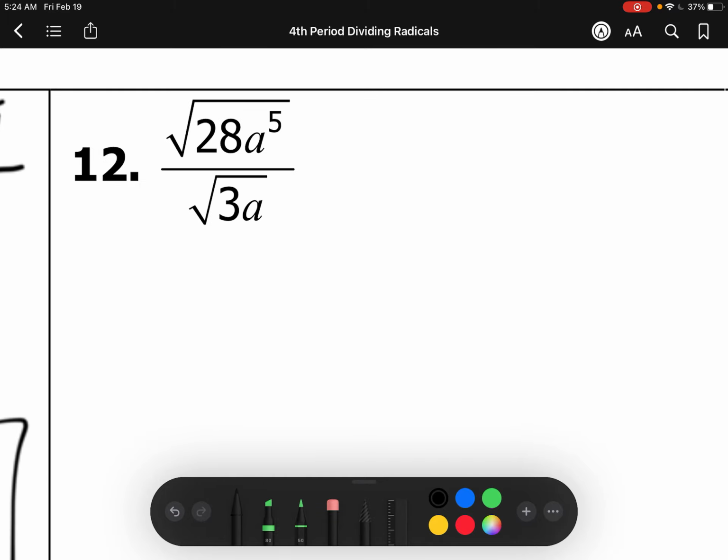Next, we have number 12. So number 12, we're going to rationalize our denominator again. So this is our radical that we need to multiply by, square root of 3a.